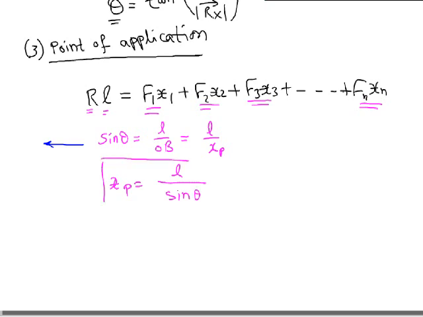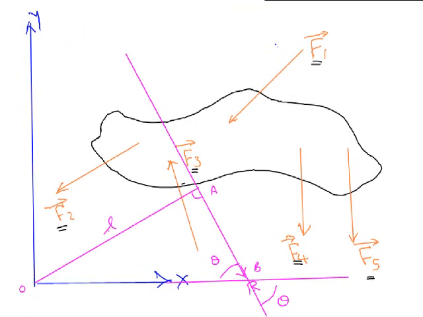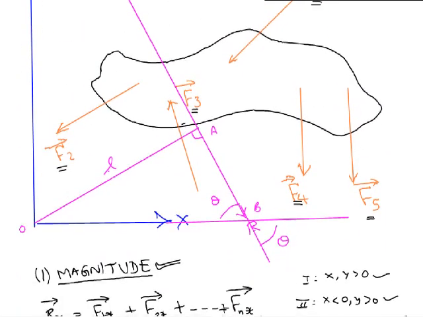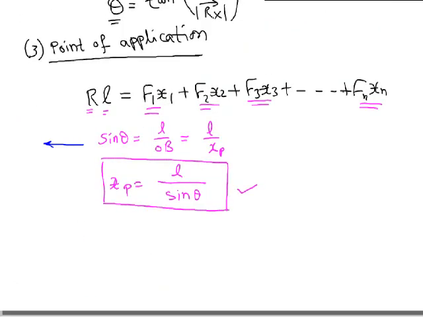So we found the magnitude, we found the quadrant in which it lies, and also we found the point of intersection of the force with the x-axis. Thus the resultant R is completely defined. We'll try to see one or two examples on how to find the resultant using a couple of problems.